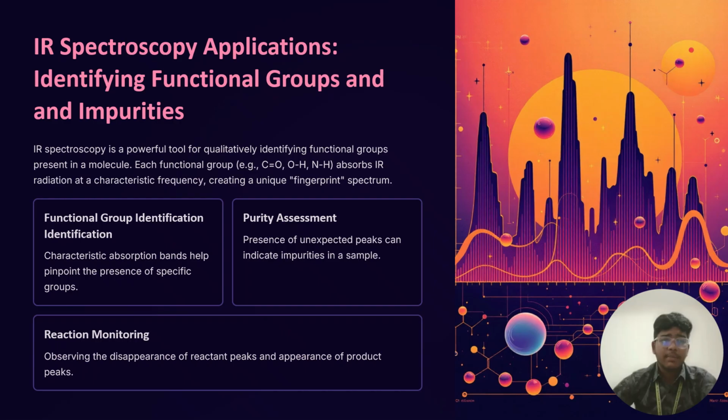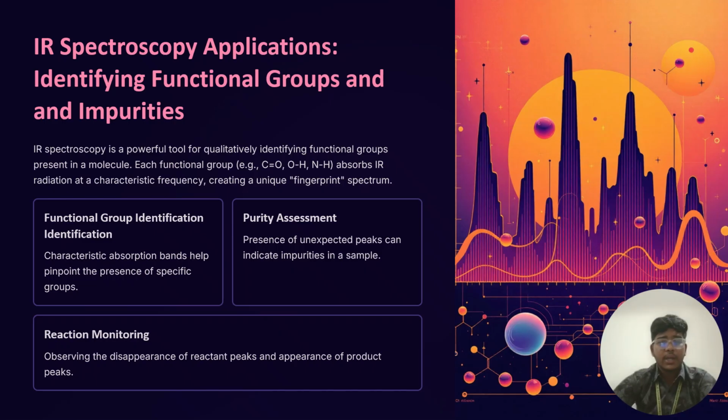IR spectroscopy applications. IR spectroscopy is used to identify the functional groups and impurities. IR spectroscopy is a powerful tool for qualitatively identifying functional groups present in a molecule. Each functional group absorbs IR radiation at a characteristic frequency, creating a unique fingerprint. For example, C=O, O-H, N-H.